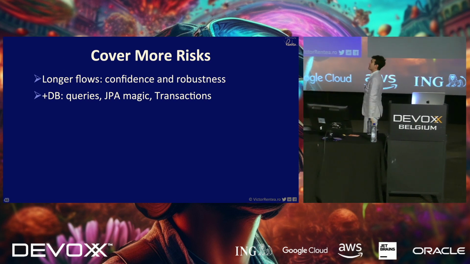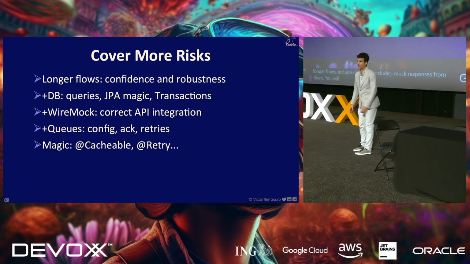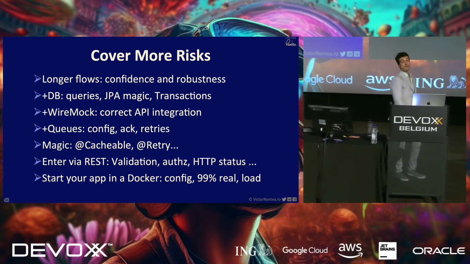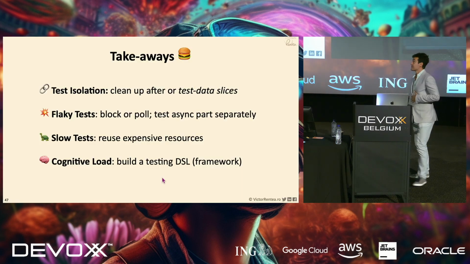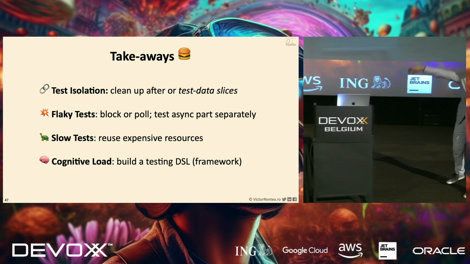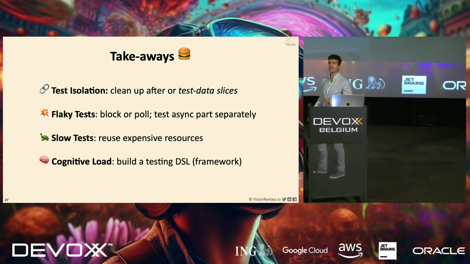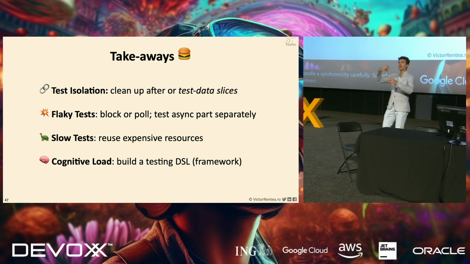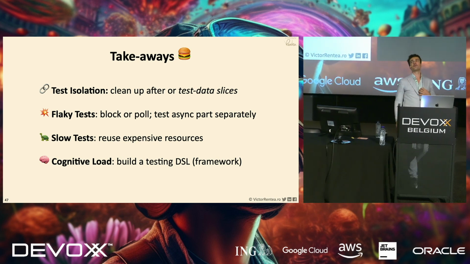Okay. Go for longer flows, include the database, include mock responses from them, involve queues in memory or in Dockers, test the magic of the frameworks, and maybe you even consider booting up your application in a dedicated Docker. I find this maybe too much for most cases, but that's an option. So, the challenges of integration tests: isolate your tests by cleaning up after yourself. Make sure you handle asynchronicity carefully. Speed up, tune up to see fewer banners, less startup of expensive resources, and maybe build up a DSL for yourself to make your tests more expressive.